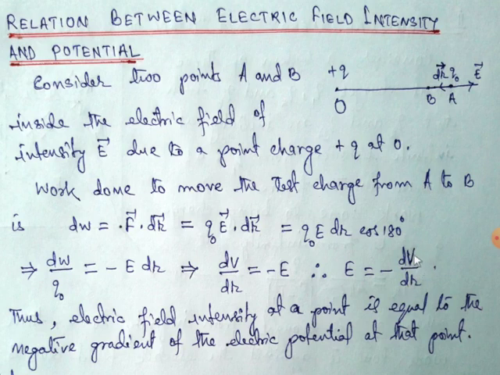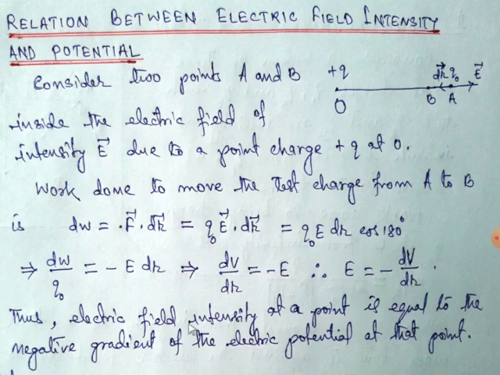You might have learned in class 11 about velocity gradient at the time of viscosity. At that time I told you that it will be learned again in the case of electrostatics, so you must be remembering. So this potential gradient and E are related as E, the electric field intensity, is equal to minus dV by dr.